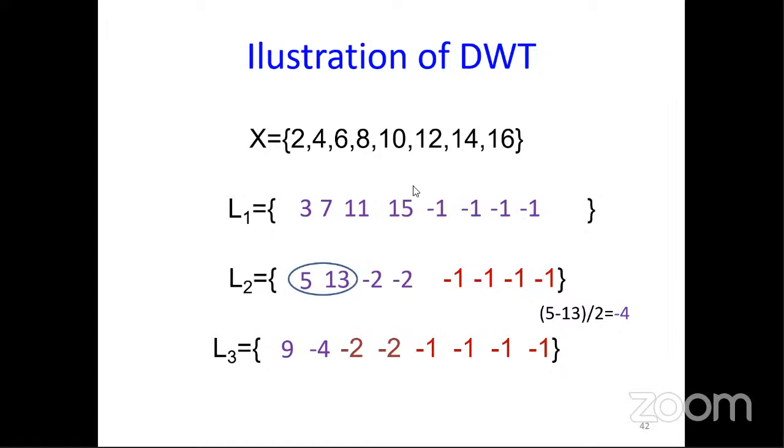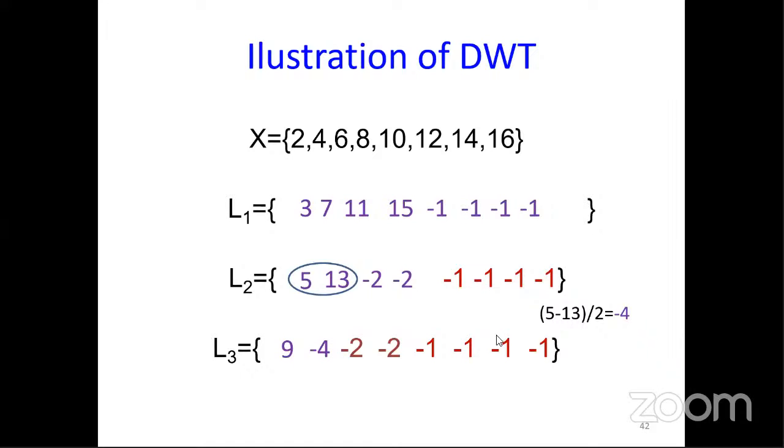So how many levels do I have to go for? That depends on the length of the signal. Here it is 1, 2, 3, 4, 5, 6, 7, 8. So 8 samples are there. Log of 8 to the base 2 is 3. So you can go for 3-level decomposition. So you will get this as your approximation and this as your detail.